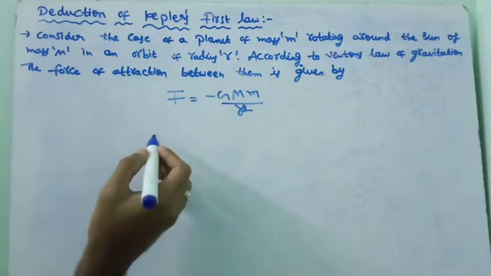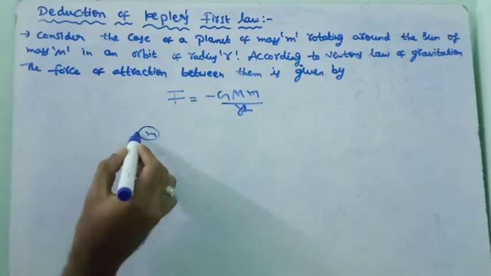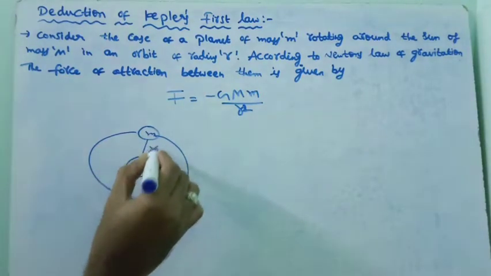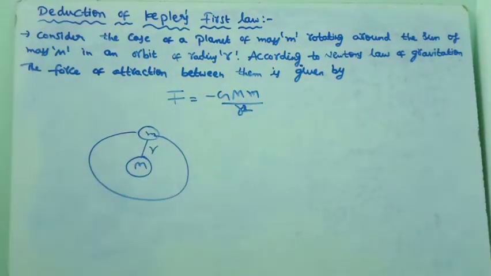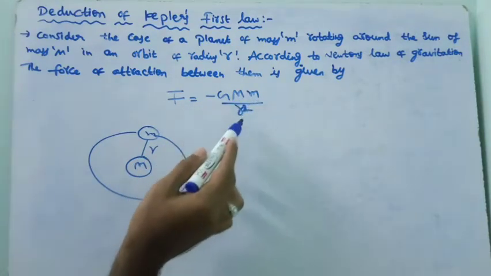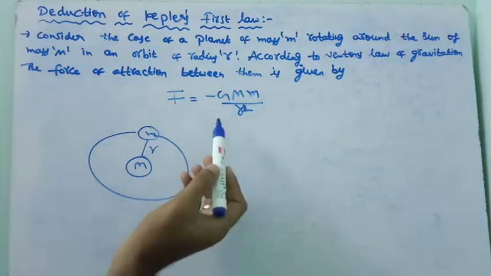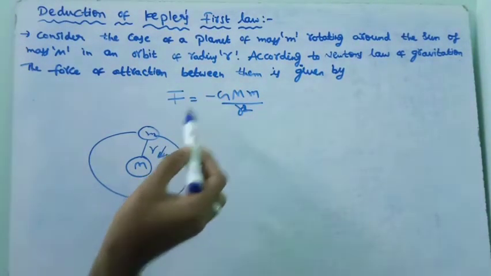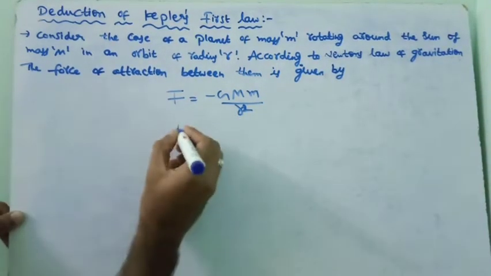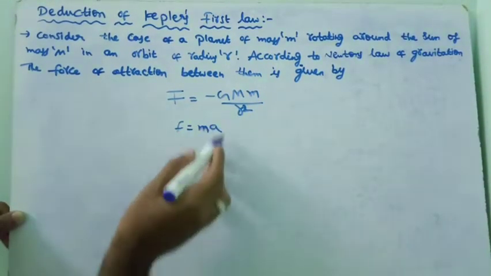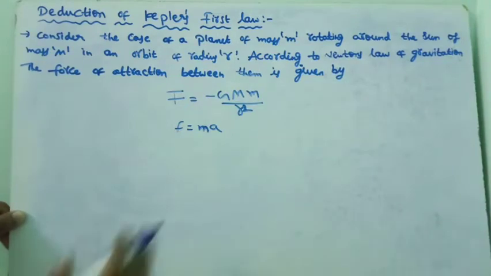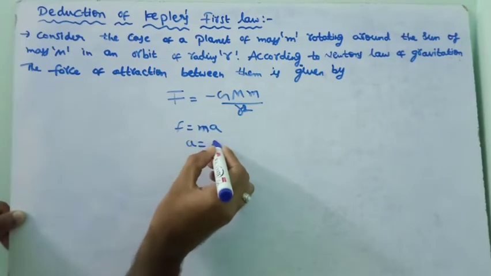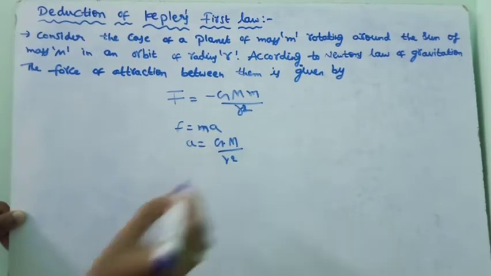The planet is of mass small m, rotating around the sun of mass capital M, having radius r. The force F is equal to minus G M m by r square. This force is directed towards the sun, so the negative sign indicates it is directed towards the sun. We know that F is equal to m a. If we compare these two equations, this entire term is acceleration: a is equal to G M by r square.